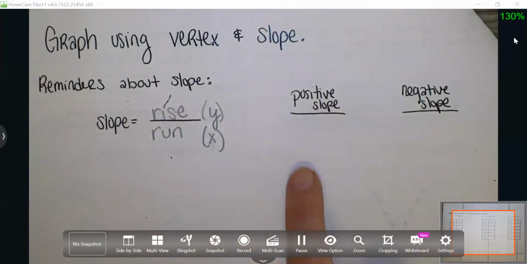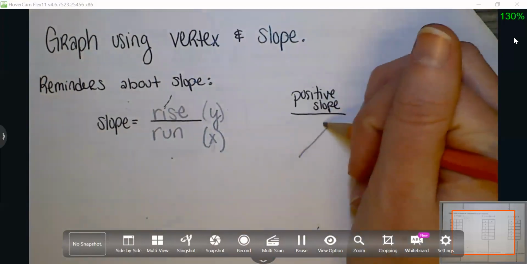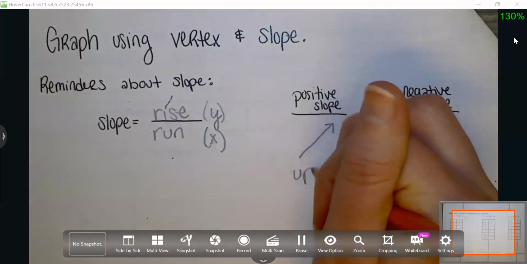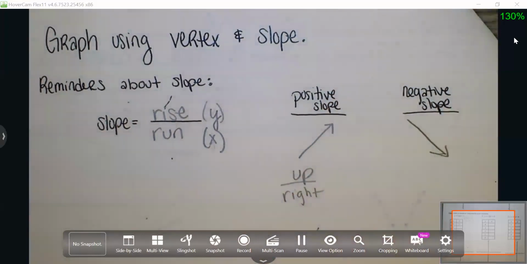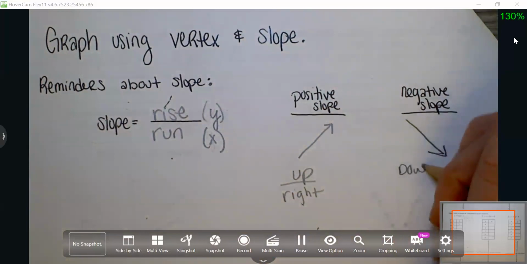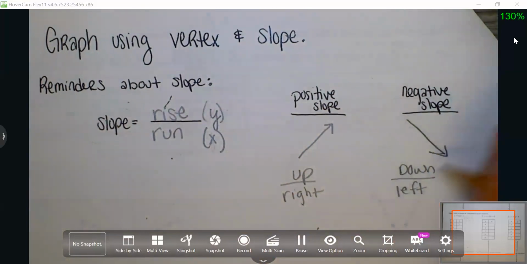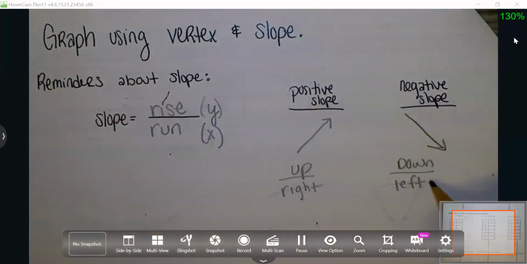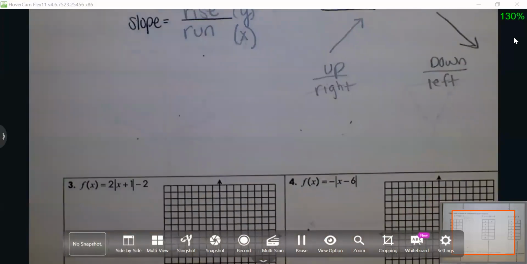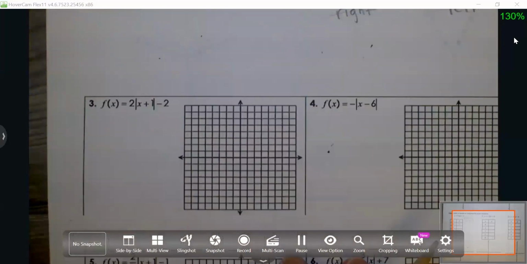All right. In general, positive slope tends to look like this. We go up and to the right. In general, my negative slope tends to look like this. I'm going down and to the left. Now, absolute value, the right and left is really not going to matter much, but we will use it for the first part of this.